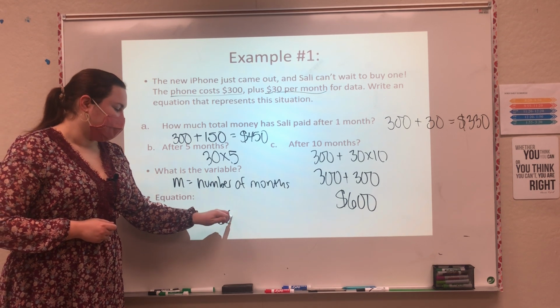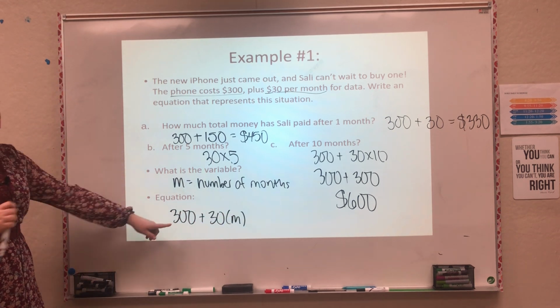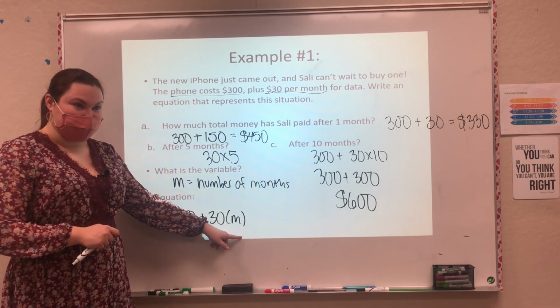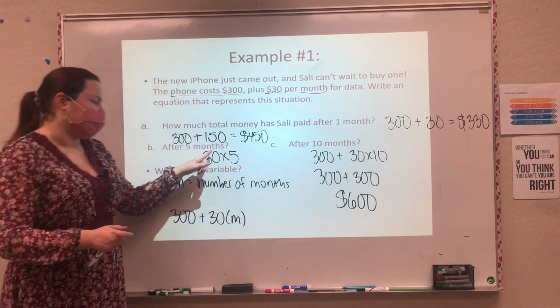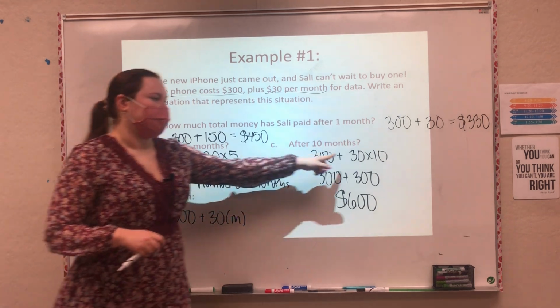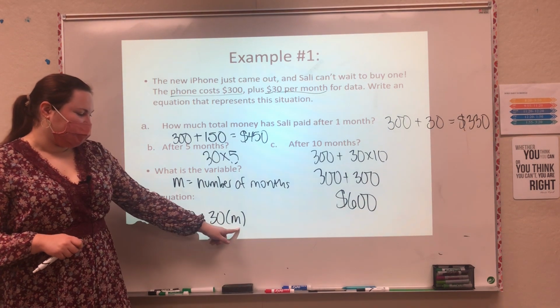Round parentheses. I'm just going to pause you right there because that's great. You already went in and added that 300 there. So the 30 times M is what we were just saying. That is what we were starting off doing every single time, right? The 30 times the number of months. That's exactly what this is.